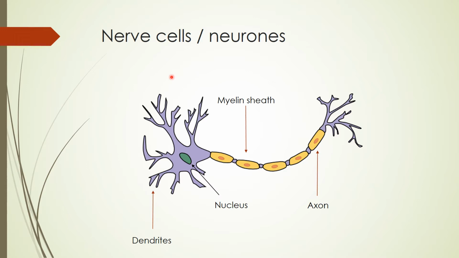Nerve cells, these are also known as neurons. This is a pretty simple diagram. So this long area here is called the axon, and this fatty tissue surrounding it is the myelin sheath, and this protects the body from experiencing these electrical impulses. These things called dendrites pretty much connect neurons to each other, and this is pretty easy to identify as well. This is the nucleus.